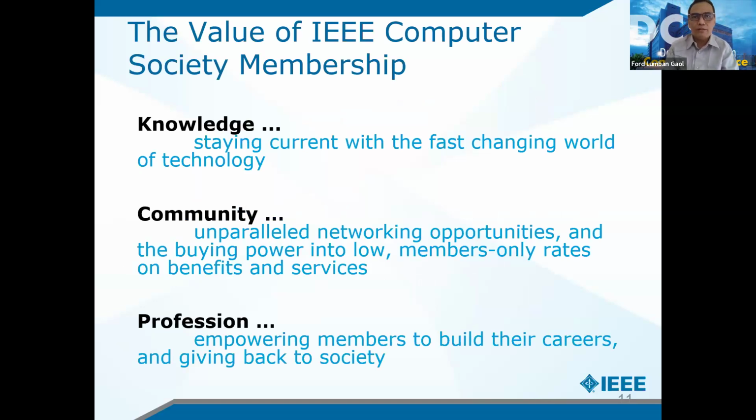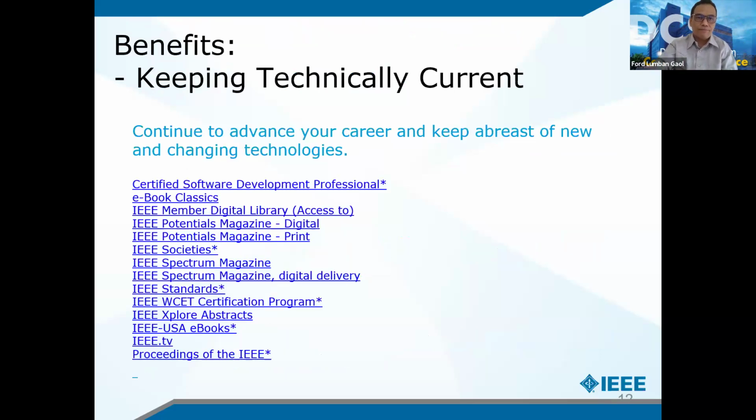There are no geographical boundaries anymore. Community surpasses geography. There is no such thing as nation anymore in the future when we discuss community itself. And of course, support for the community is becoming important. Here I will mention some of the IEEE Computer Society support for members. The issue of profession is also important, to empower members to build a career and give back to society.